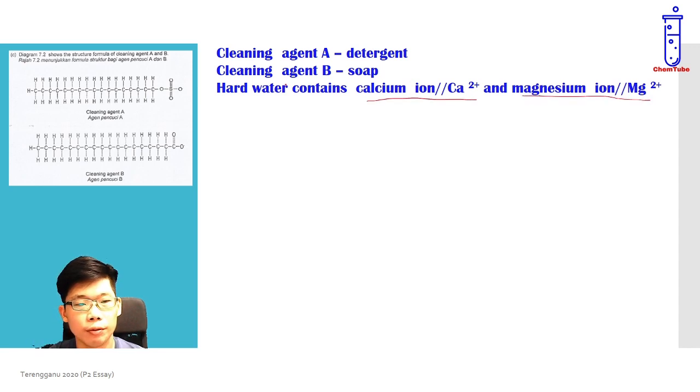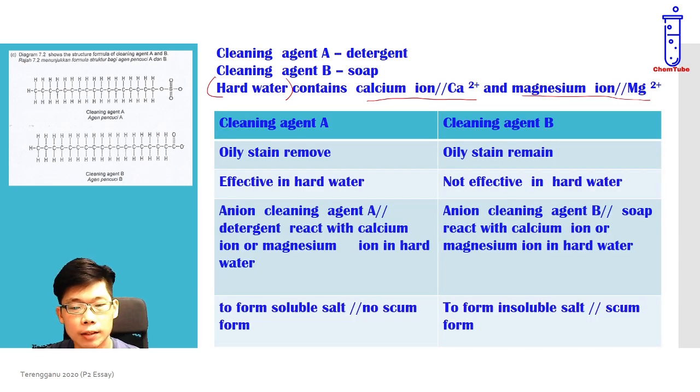Whenever you see the hot water, remember to put in these two points. Next you can use a table to present your answer. Cleaning agent A, detergent: oily stain removed. B: oily stain remains. Detergent is effective in hot water. B is not effective in the hot water.